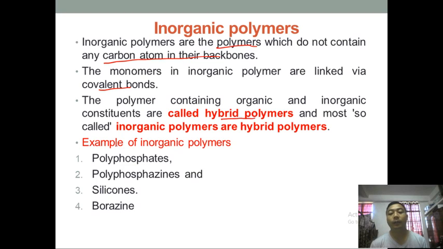Almost all inorganic polymers are hybrid polymers. Some examples of inorganic polymers are polyphosphate, polyphosphazene, silicone, and polyborazine.